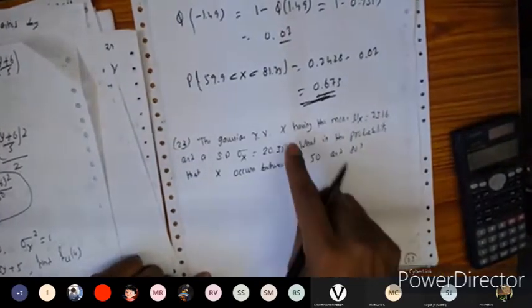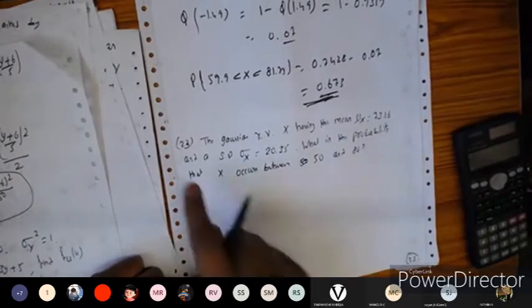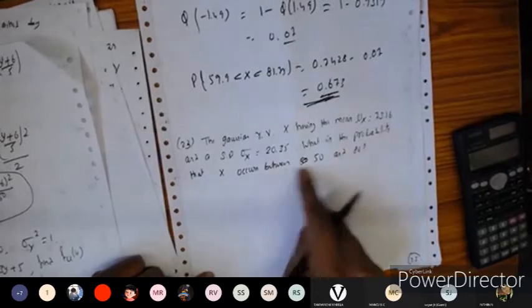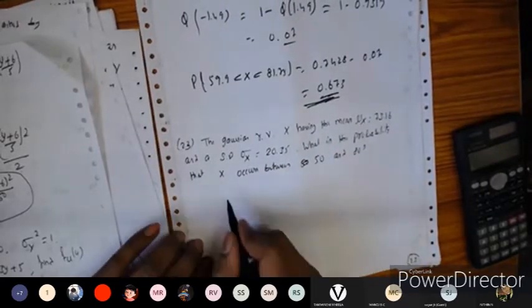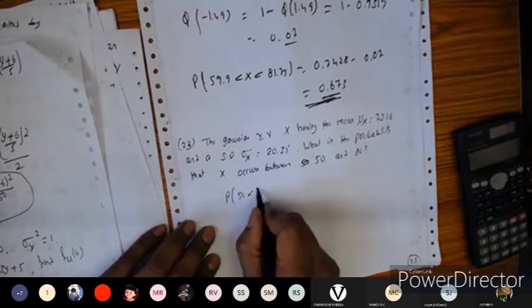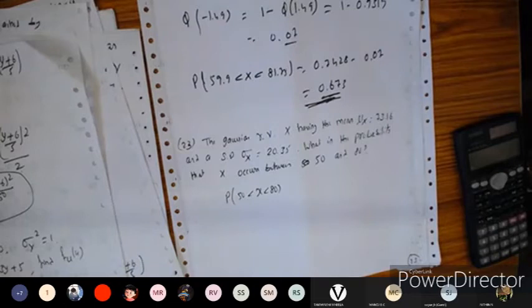A Gaussian random variable x is having the mean nu x equal to 73.16 and standard deviation sigma x equal to 20.35. What is the probability that x occurs between 50 and 80 here? So we need to find the probability that 50 is less than x is less than 80.